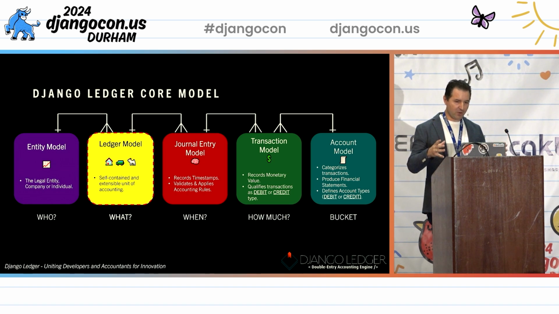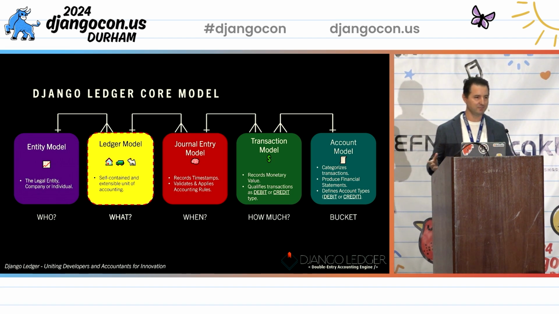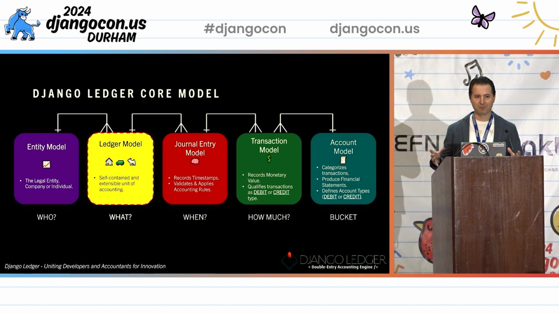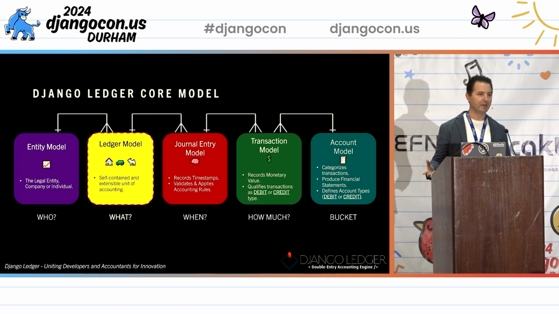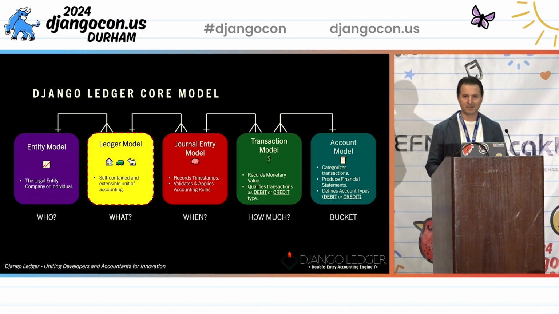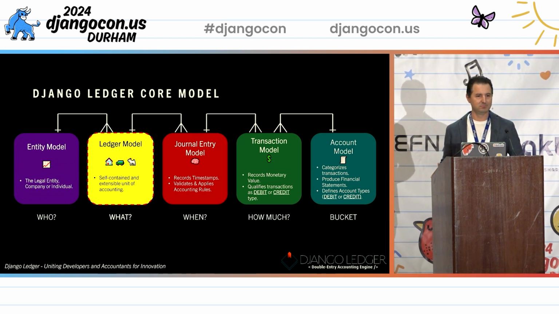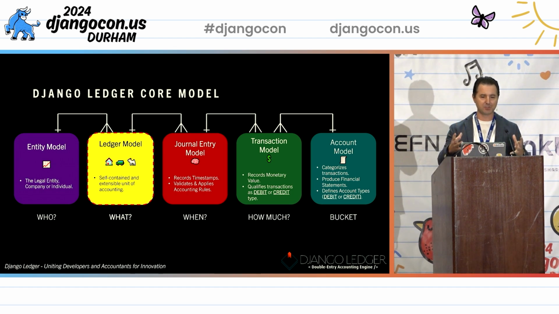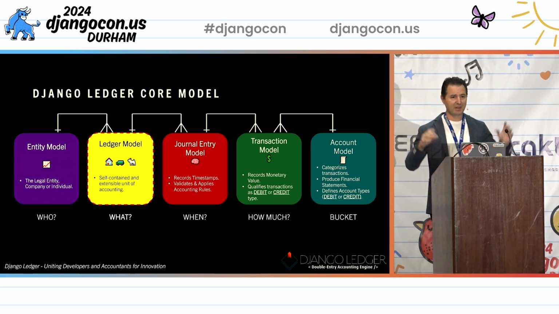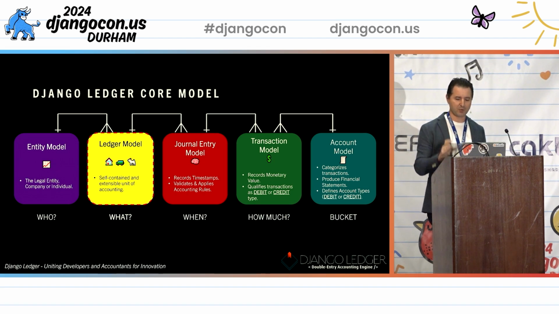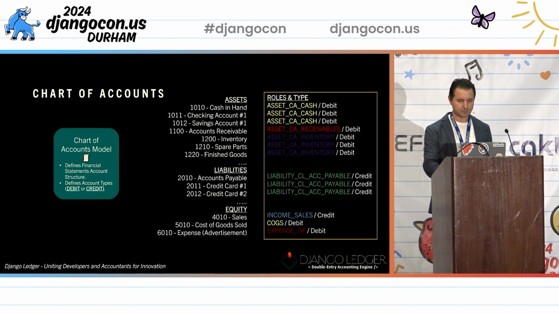But basically, the ledger model in the context of Django Ledger means that it is a self-contained and extensible unit of accounting. And it's basically answering the what. What is this doing from an accounting perspective? To give you an example, that could be a piece of property. That could be a car. That could be cattle. It could be anything that your mind can relate to, so you can describe your business operation in a way that you can start object-oriented programming around it. And what it does is basically self-contain the accounting to that particular object.